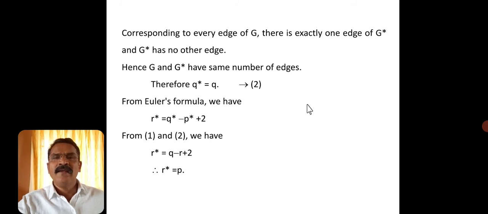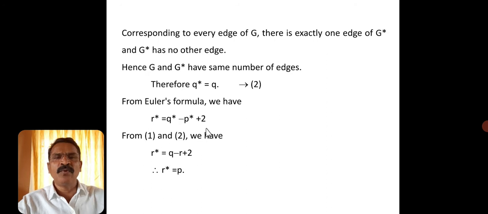It implies we have got one formula, Euler's formula. What is the statement of the Euler's formula? If G is a plane graph with P vertices, Q edges and R faces, then P minus Q plus R is equal to 2. So that result holds for any plane graph. So when G star is also plane, obviously G star also satisfies the Euler's formula. So it implies P star minus Q star plus R star is equal to 2. So therefore you can say R star is equal to Q star minus P star plus 2.